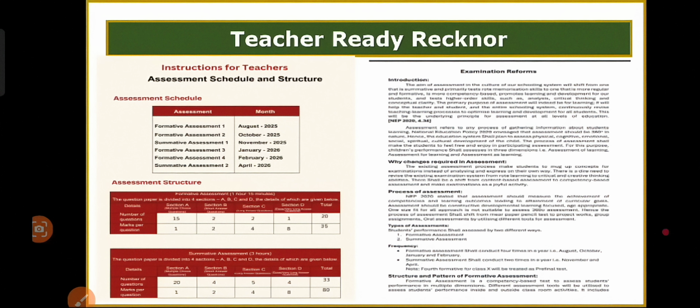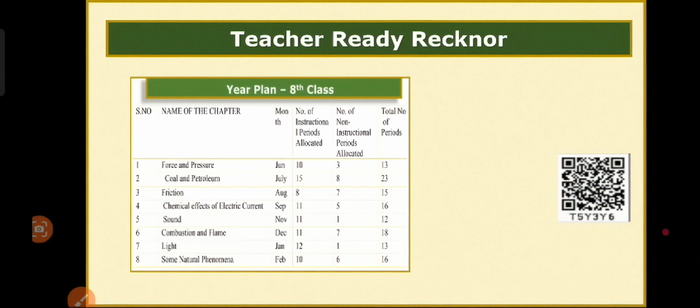And after that, we had given the assessment reforms and also the examination reforms. In this, we had given the instructions the teachers have to follow and the students have to follow. A detailed discussion was done as a part of examination reforms. After that, we had given the year plan.